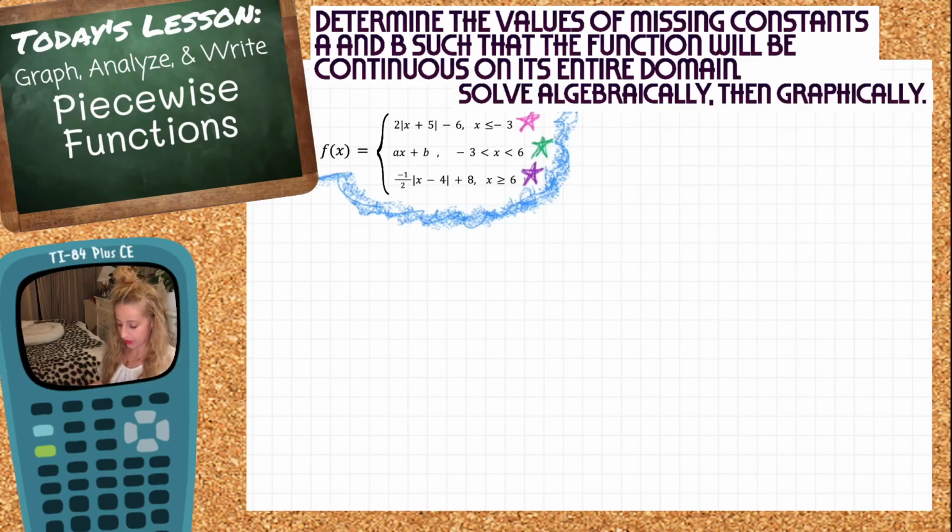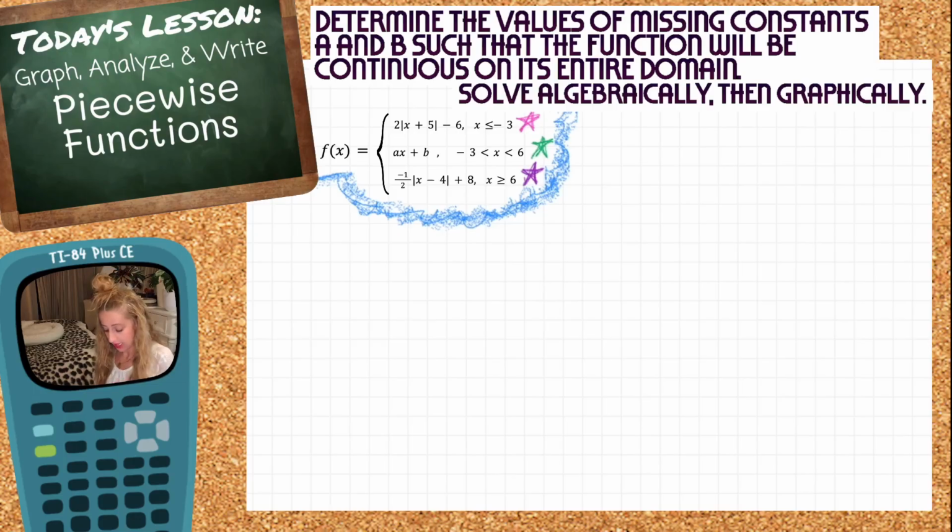Hey everybody, in this video we are going to work with the question you see on the screen right now. We're going to determine the values of the missing constants a and b such that this piecewise function will be continuous on its entire domain. We're going to solve algebraically and graphically. So let's solve algebraically first.